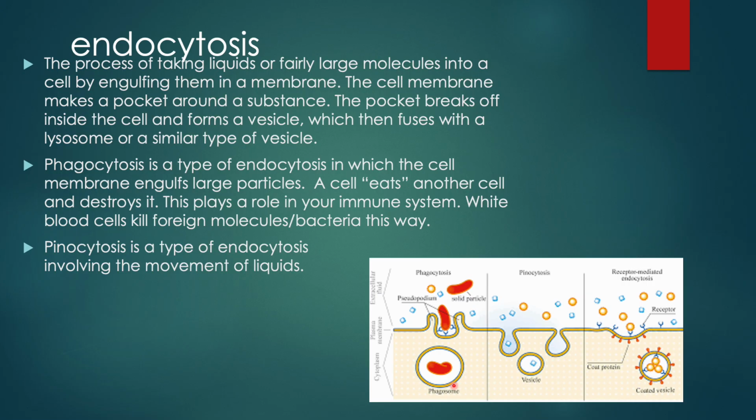There are 2 types of endocytosis. The first one is phagocytosis, which involves engulfing large particles. It's kind of like a cell eats a cell. This is important in your immune system. An example would be white blood cells killing foreign molecules or bacteria. Then the second one is pinocytosis, which also involves the movement of particles into the cell, but now we're looking specifically at the movement of liquids.